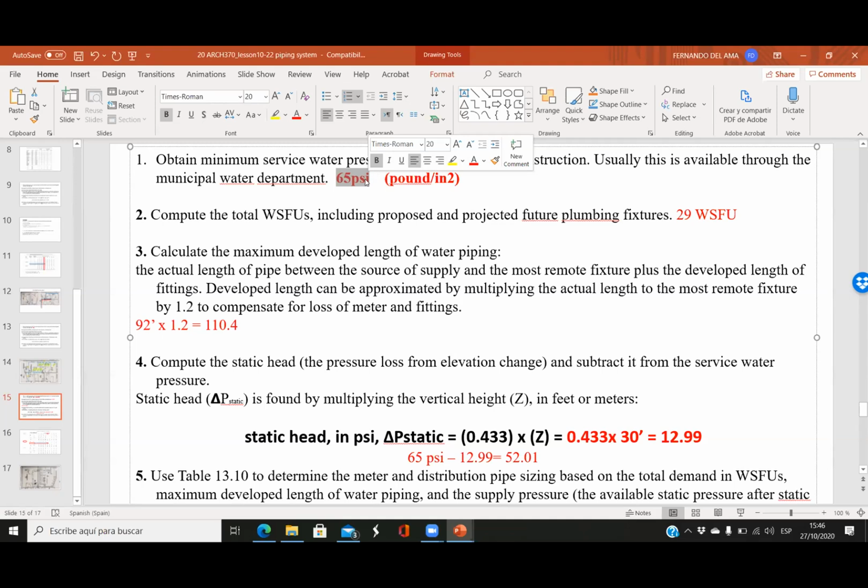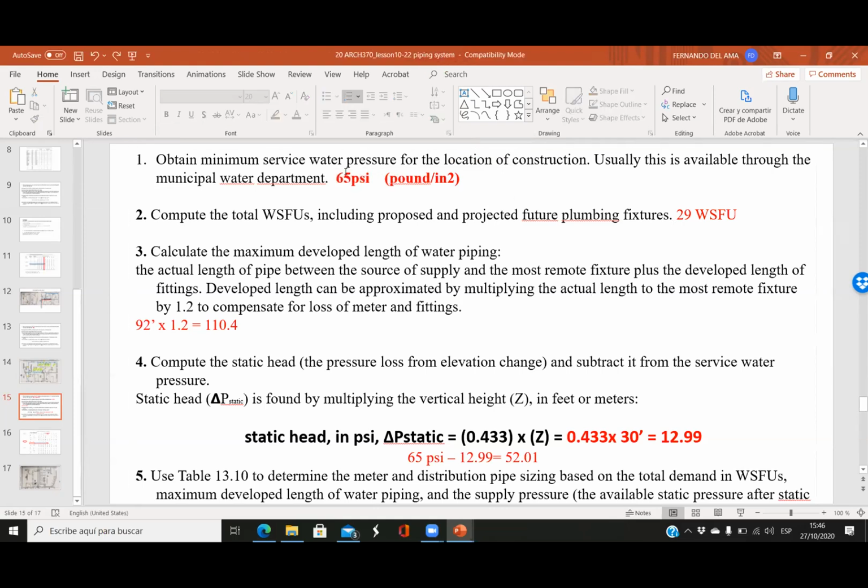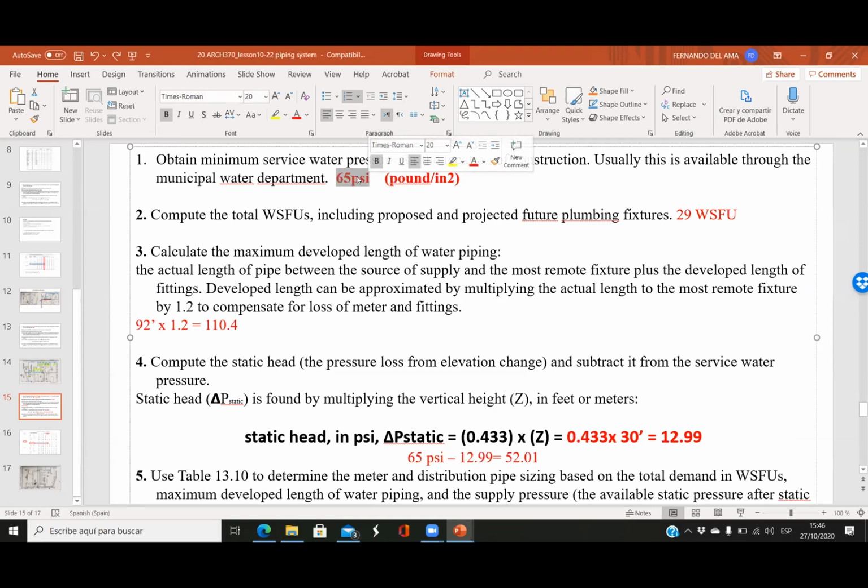But they are committed to supplying this pressure to our buildings. It depends. It's not the same in every single city, but it's something feasible. So we need this 65 pounds per square inch.